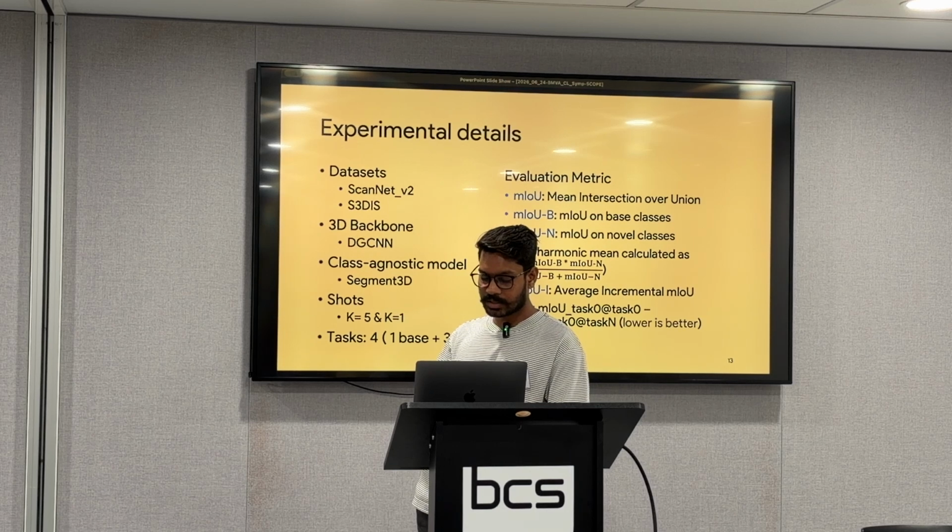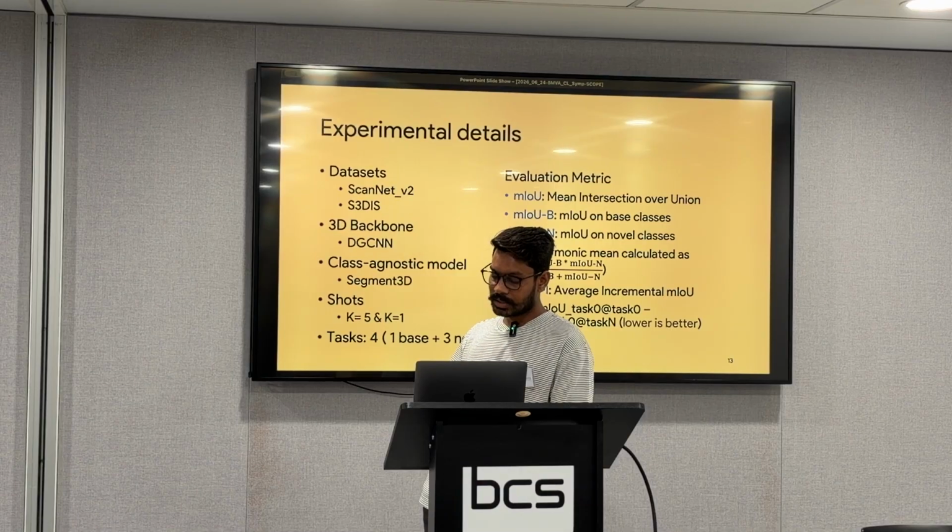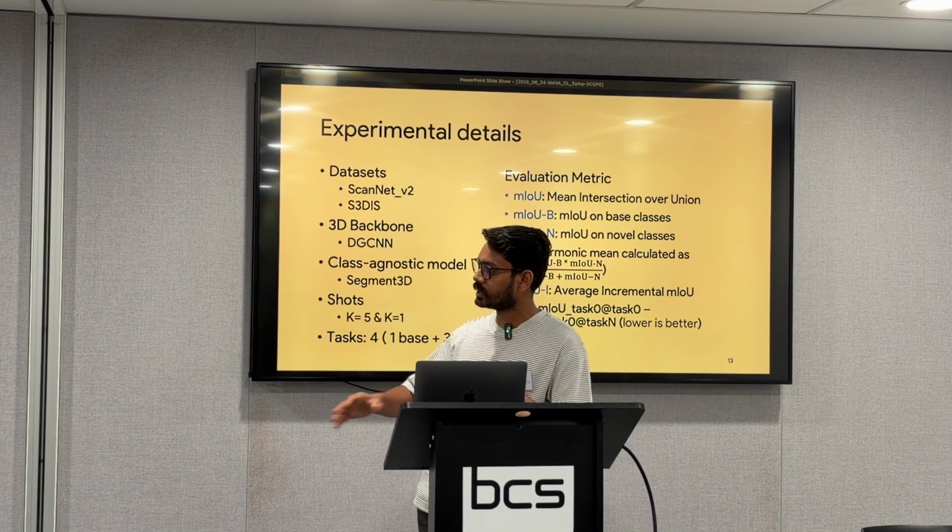For the evaluation metric, we have mean IoU, and for the base we have mean IoU base, and for novel there is novel. The harmonic mean is used because mean IoU is biased toward base classes, as there are multiple base classes compared with novel. The harmonic mean removes the bias and shows the actual results. We also have incremental mean IoU, which tells us how much information has been retained throughout the classes. And we also have the forgetting percentage point, which measures the forgetting of the first task from the first to the last, and lower is better.